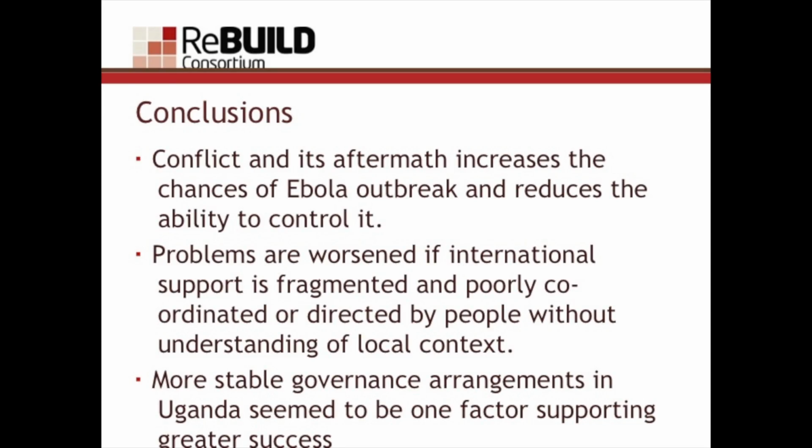So finally then, conclusions: conflict and its aftermath increases the chances of Ebola outbreak and reduces the ability to control it. And problems are worsened if the international support is fragmented and poorly coordinated, or if it's directed by people who don't really understand the local context. And I think there's a number of things about the way that problems emerged around burial practices and so on that specifically relate to a lack of understanding of how to do things differently, given some of Sierra Leone's specific characteristics. And probably the more stable governance situation in Uganda is probably one of the factors supporting greater success.